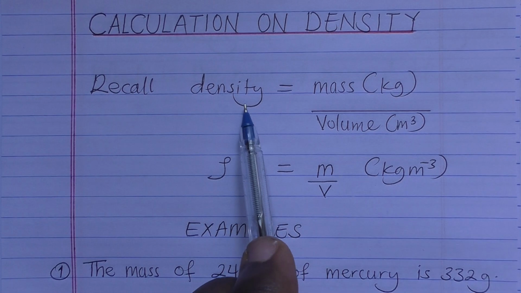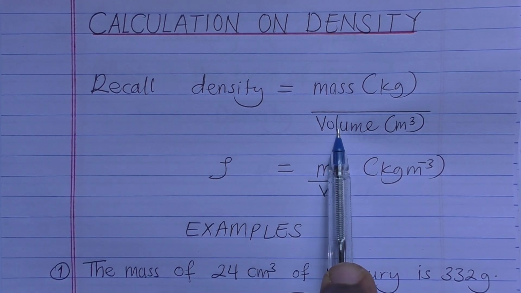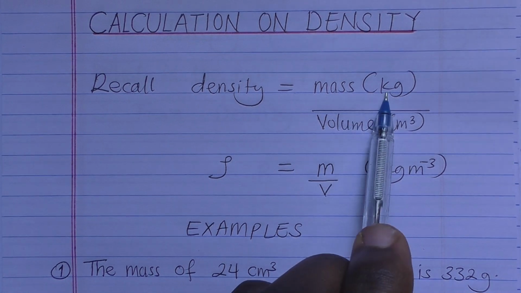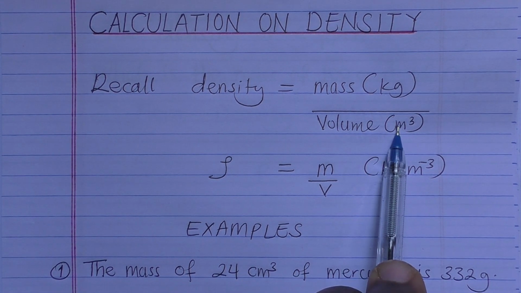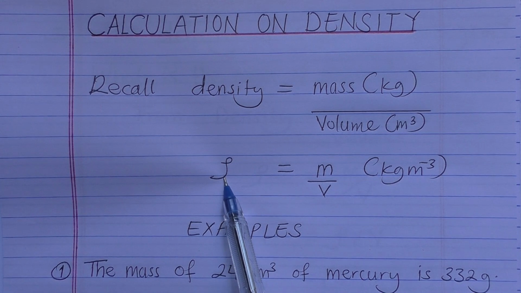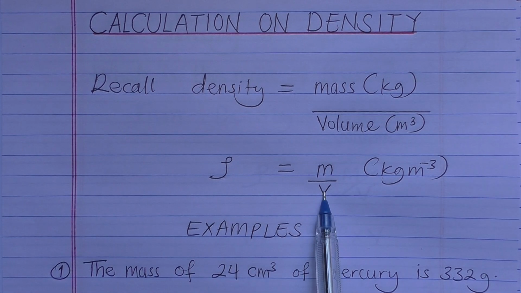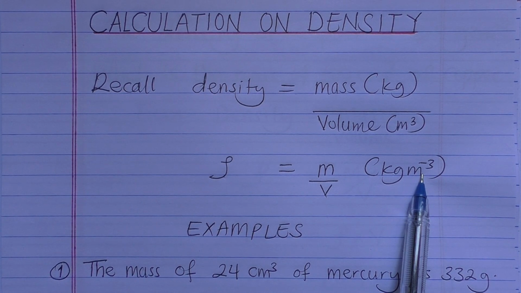So from the formula, which is mass over volume, mass is calculated in kilograms as the SI units, and volume is calculated in cubic meters. And therefore, that gives us density as mass over volume in kilograms per cubic meter.